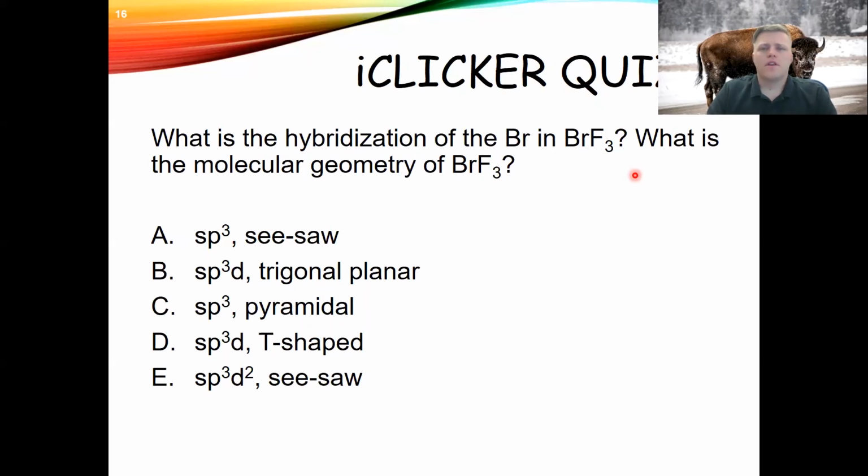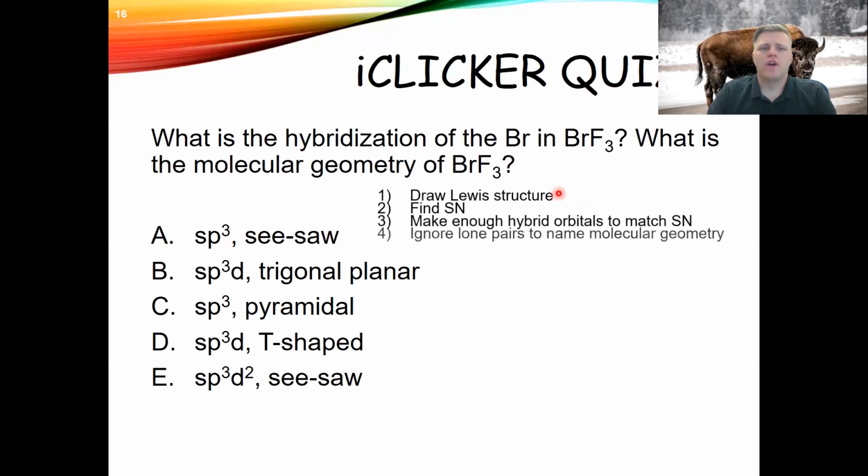The steps you're going to need to take are: 1, draw the Lewis structure; 2, find the steric number; 3, make enough hybrid orbitals to match the steric number; and then of course 4, ignore lone pairs when you're naming the molecular geometry. If you need to pause the video again, go ahead and do that and try and figure this out.